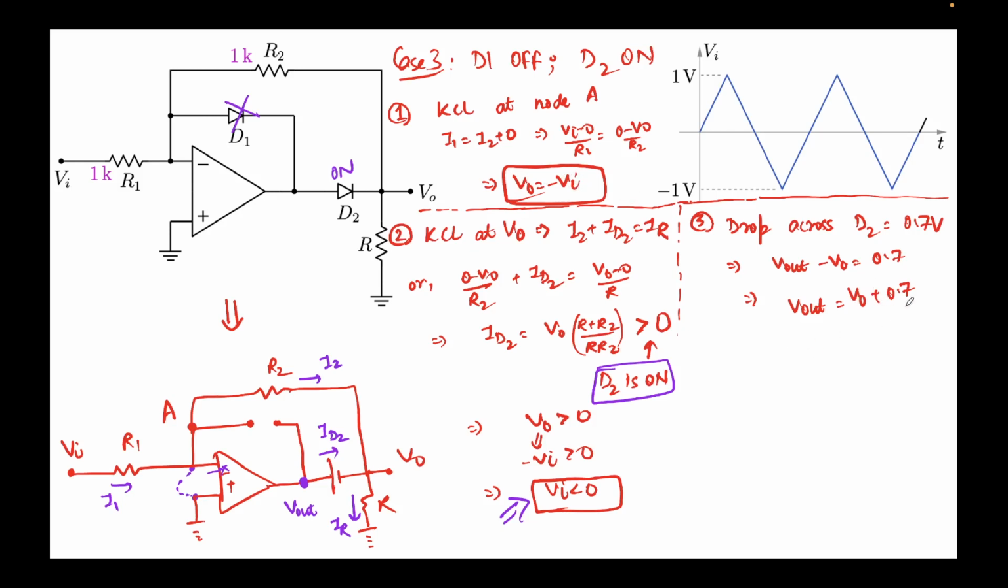It should be V0 plus 0.7. Okay, now I can apply that reverse bias condition across this diode, across D1. So we know that D1 must be reverse biased. That's what we had assumed, right?